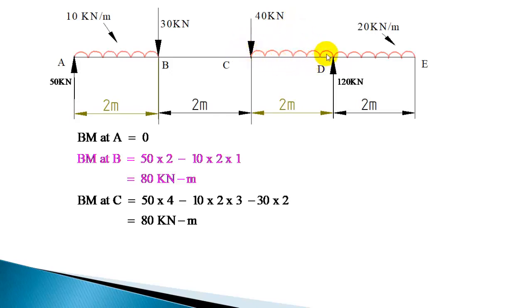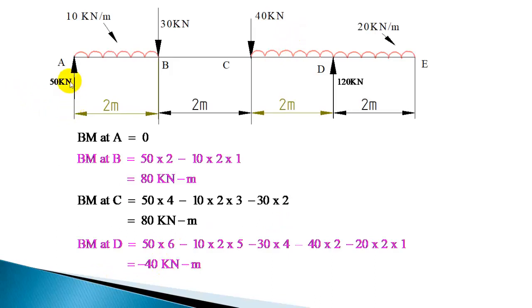Since we are only taking this portion of UDL, 20 into 2 acting at a distance of 1 meter, that will produce a negative moment. So minus 20 into 2 into 1. So 50 into 6, and this 10 into 2 into 5, minus 30 into 4, minus 40 into 2, and this part of load is 20 into 2 acting at a distance of 1 meter. So minus 20 into 2 into 1. That will give bending moment at D as minus 40.